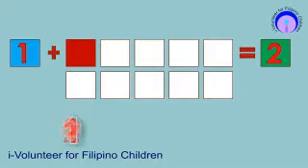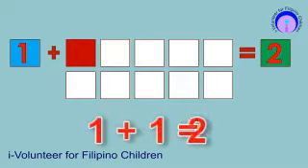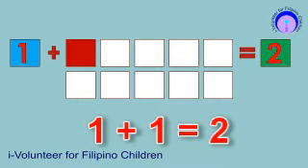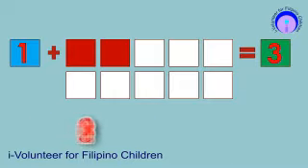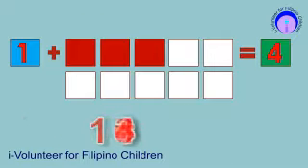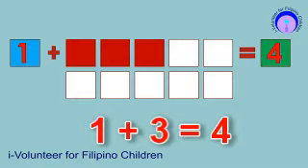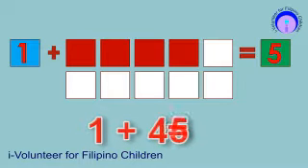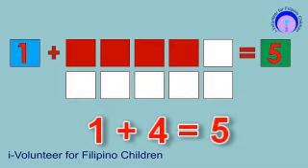In this slide, 1 plus 1 red block is equal to 2. That means red is 1. How about this one? 1 plus 2 is equal to 3. Now this one is easy. 1 plus 3 is equal to 4. The next one is 1 plus 4 is equal to 5.